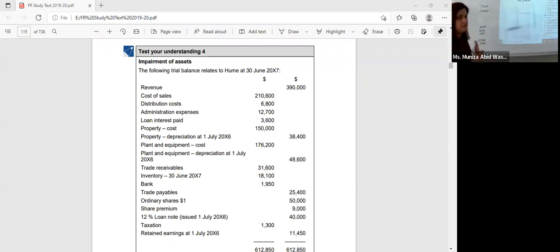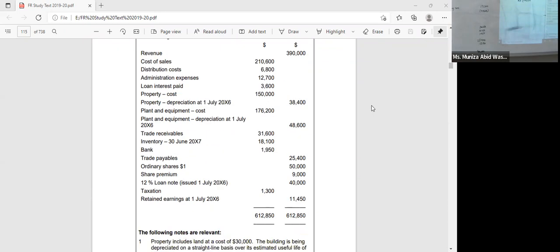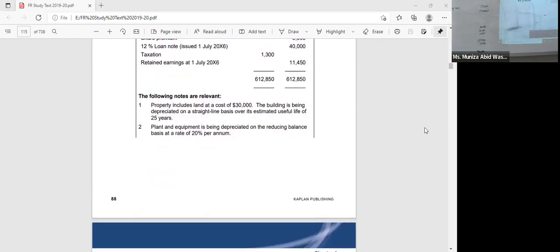So we are done with the trial balance. Now we are going to see the adjustments. Is everyone clear up to here? Yes, Ali? Now, students, the following notes are relevant.